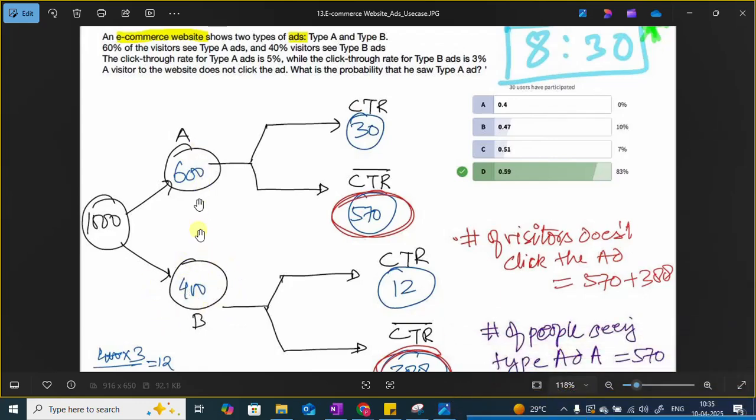It is written type A and type B. Correct? Till this point, guys, clear. Don't look into this right hand side all at a time. You'll be confused. Step by step. Till this point, any doubt? 600, 400. No doubt, clear? Very simple. Now, come to type A ad.